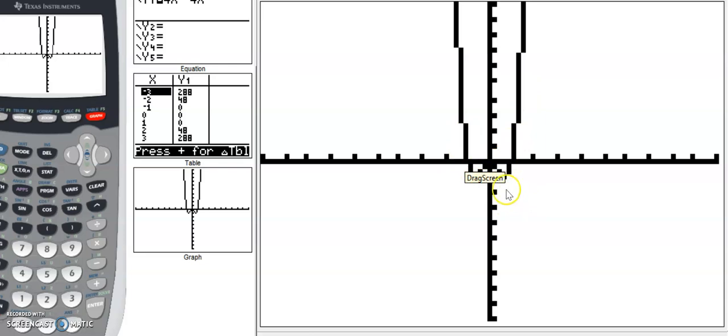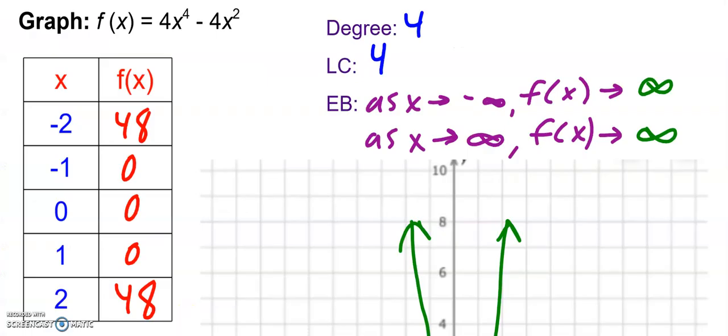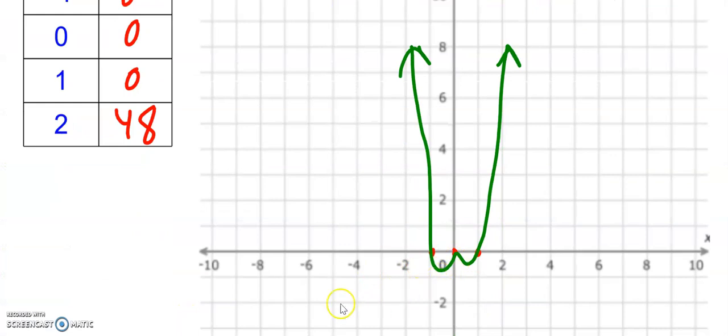And there appears to be a relative minimum kind of between -1 and 0, and a relative minimum between 0 and 1. And it looks as if it's just bouncing right here at 0. So that's how I came up with my graph.